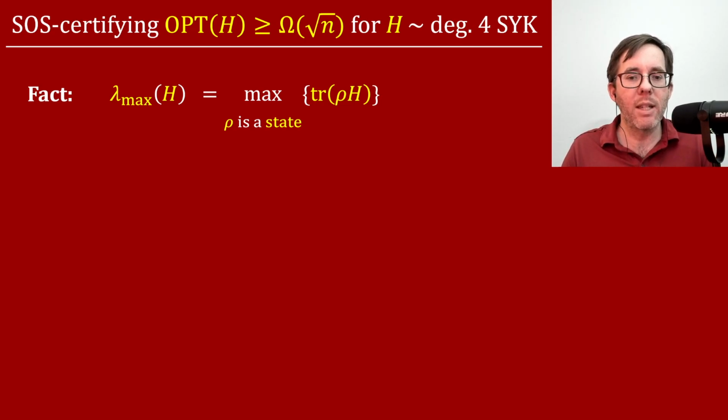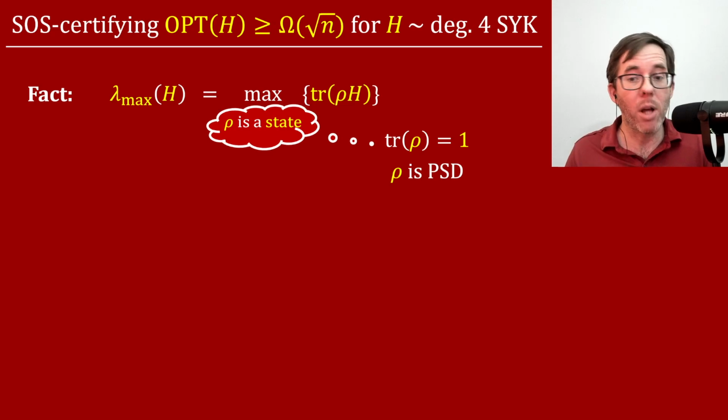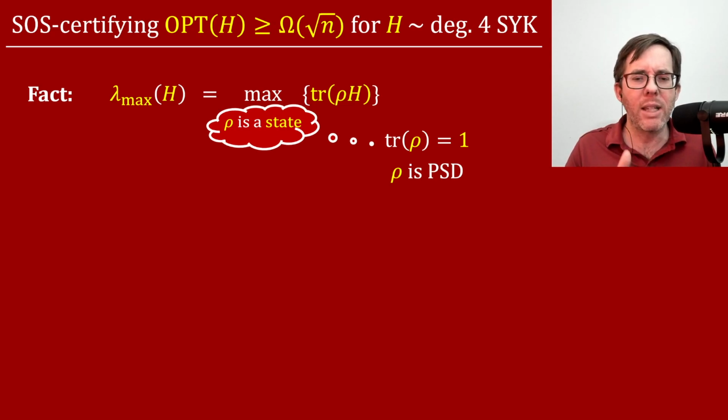So here a matrix is said to be a state if it's positive semi-definite and of trace 1. So an example of such a state is just the outer product of a unit vector with itself. By the way, whenever I say trace here, for convenience, I mean normalized trace, the one where you divide by the dimension. Okay, so this is how we can find certificates for largeness of the eigenvalues of H by finding these state matrices.